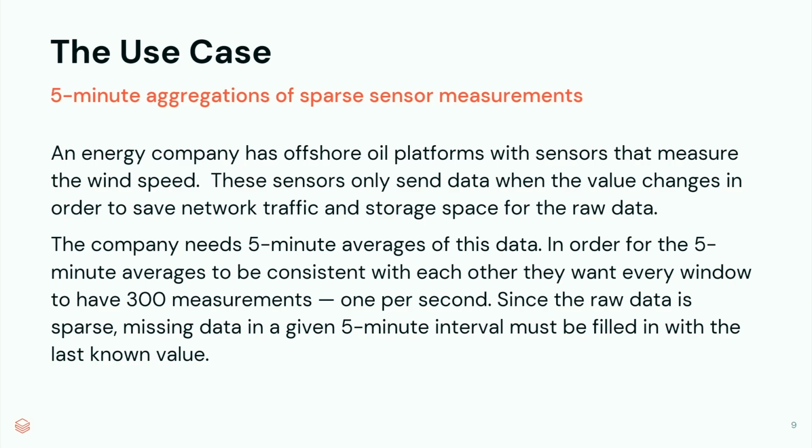The example we'll use here today is an energy company that has some offshore oil rigs with sensors that measure the wind speed. These sensors are only going to send data when the value changes. Otherwise, there's no point. So all of that data is going to be received. And the downstream analysts want to do 5-minute averages on these sensor readings. However, these 5-minute averages are not going to be consistent if you've got different numbers of readings in each average. So what they want is to have one measurement per second in each 5-minute window. You can't do that with the standard windowed operator. It is not going to fill in blanks in your data. So you need to do that with TransformWithState.